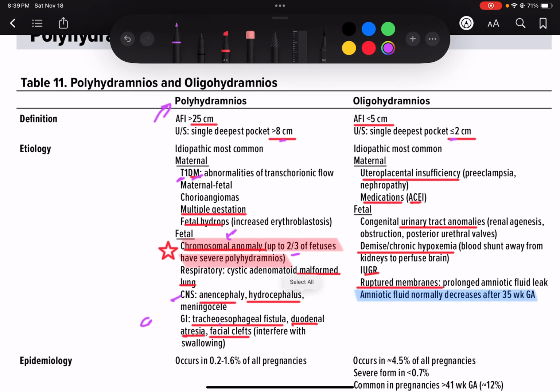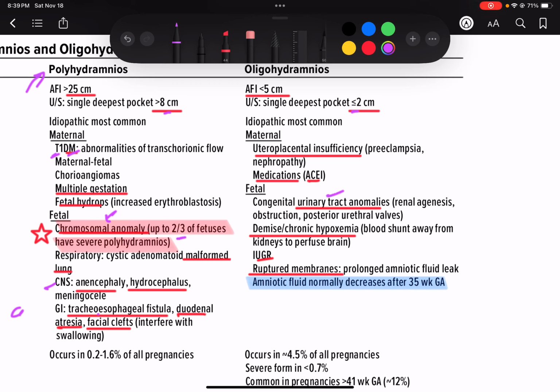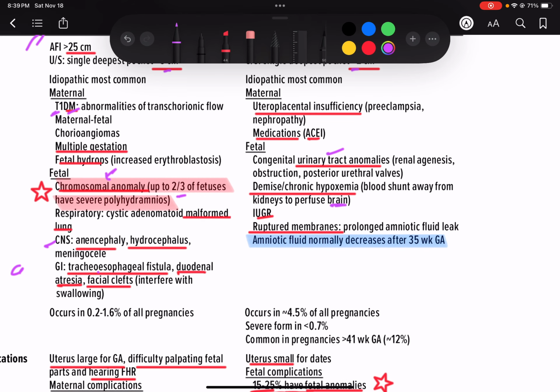And in oligohydramnios, urinary tract problems, and demise or chronic hypoxemia, blood shunt away from kidneys to perfuse brain. So blood is redirected towards brain, and kidneys not being able to perform well. And intrauterine growth restriction, or maybe rupture of membranes, where the amniotic fluid would keep on leaking, and it gets decreased. Amniotic fluid normally decreases after 35 weeks of gestational age. So this you should keep in mind. Around 35 weeks of gestational age, it just normally decreases too.